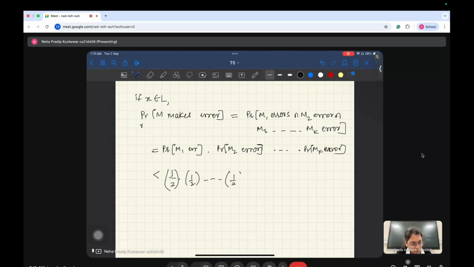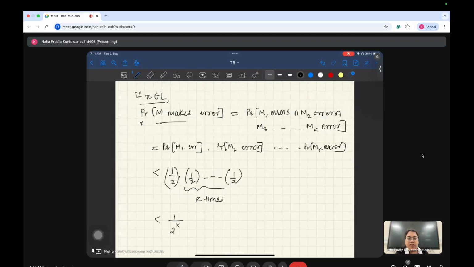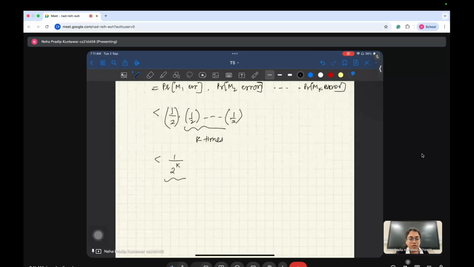We do this k times, and that gives us 1 over 2 to the k. Therefore the probability that x is in the language and we make an error has boiled down to a very negligible value, 1 over 2 to the k. If I choose k to be polynomial, because I have a probabilistic polynomial time machine so I'm allowed polynomially many runs, then this error probability is negligible.